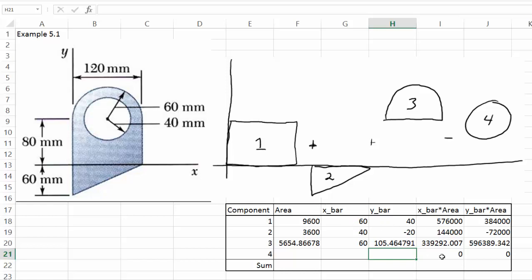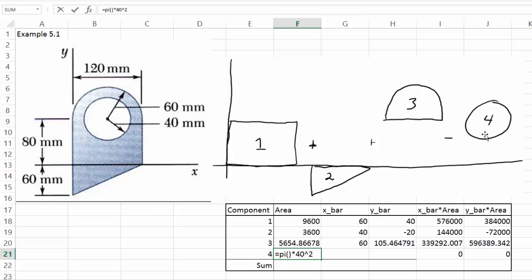So that's my X bar, Y bar, and then it automatically is going to figure that one out, so that's kind of convenient. And then for 4, what is our area? Well, it's the area of a circle, which is what? Pi times r. In this case, it's 40. Oh, except it's not pi, it's pi times 40 squared.